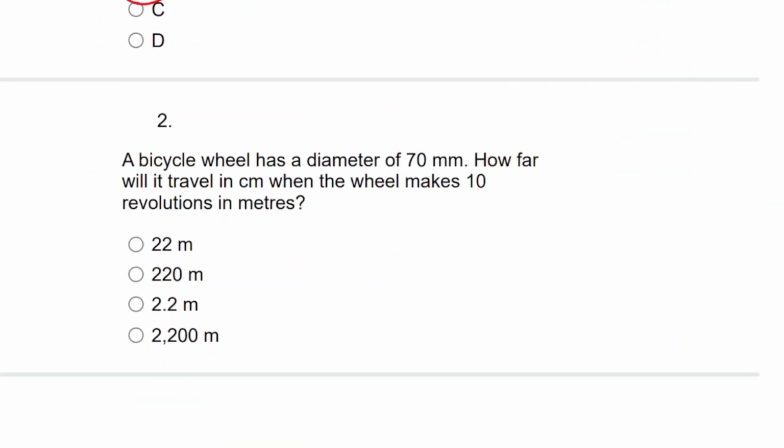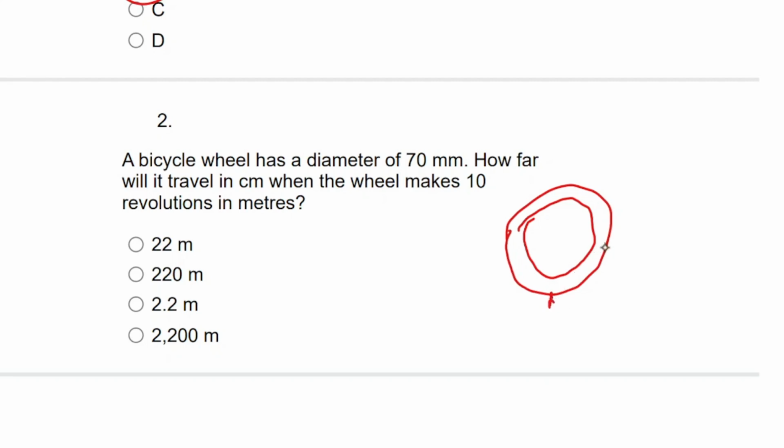Question 2 right now. So for question 2, we have a bicycle wheel that has a diameter of 70 millimeters. How far will it travel in centimeters when the wheel makes 10 revolutions? So a revolution is, when you have a wheel like this, this is the tire, right? So if the tire moves, this is the starting point of the wheel. This is the starting point here.